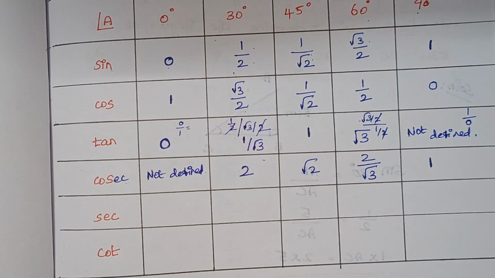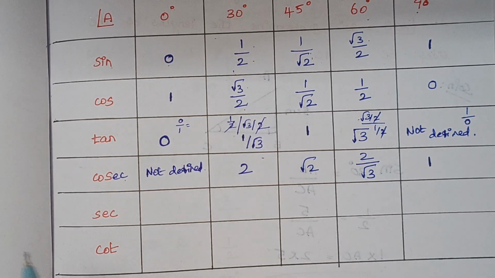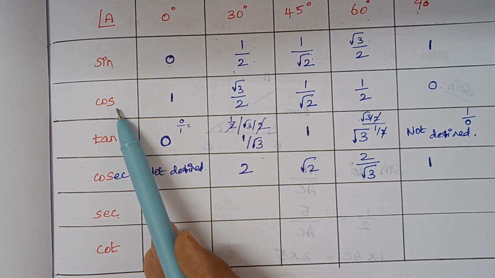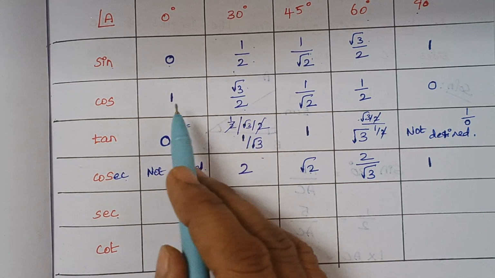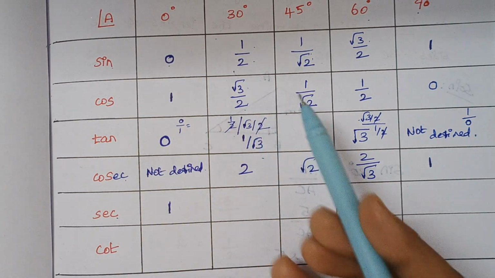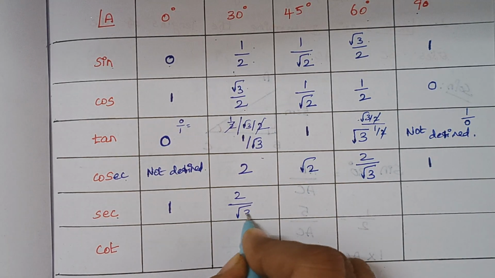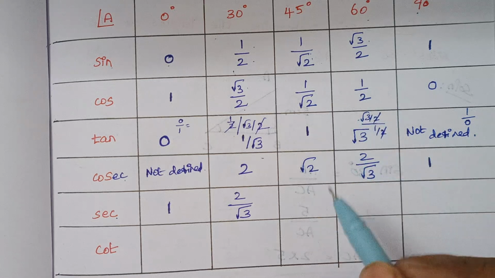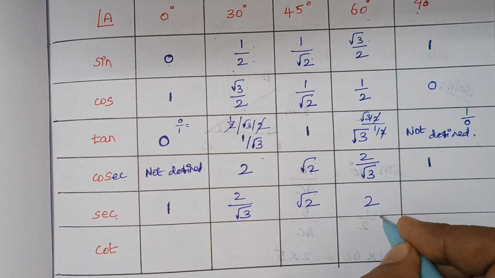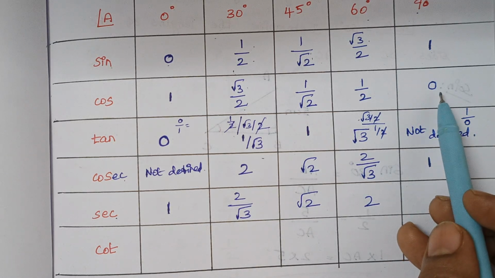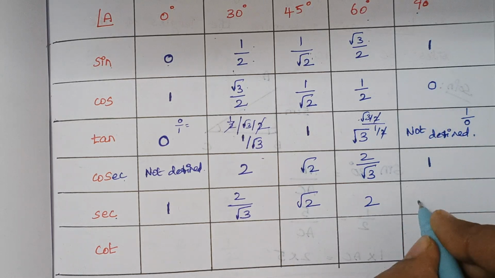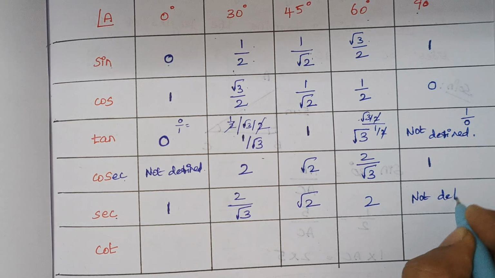Right. Now the next thing is secant theta. Secant theta is the reciprocal of cos theta. So 1 divided by 1 is again 1 here. When you take the reciprocal of this term, it becomes 2 by root 3. What is the reciprocal of 1 by root 2? It is root 2, and here 1 by 2 becomes 2. Right. And the reciprocal of 0 is again 1 by 0, which is not defined.